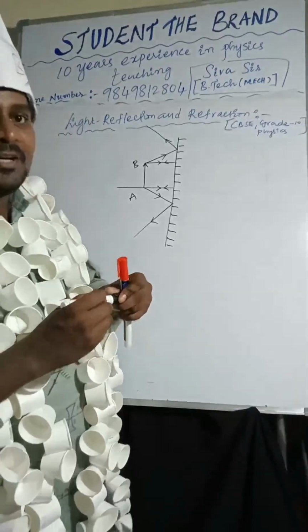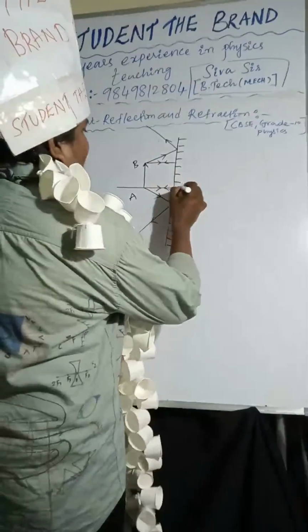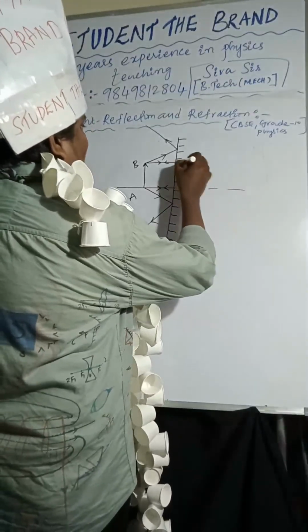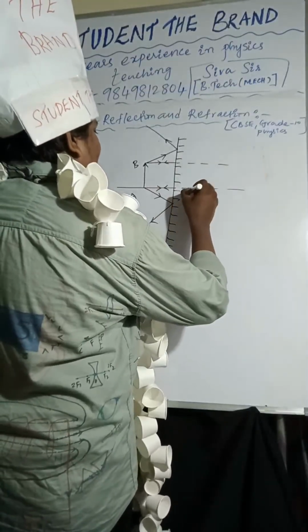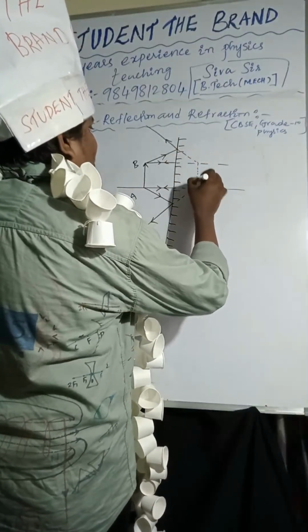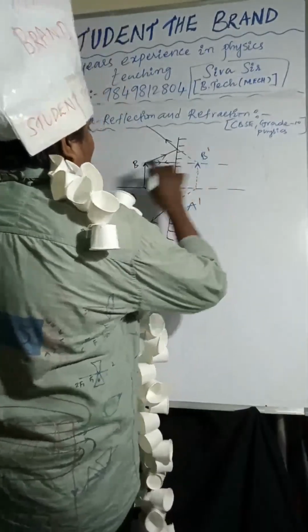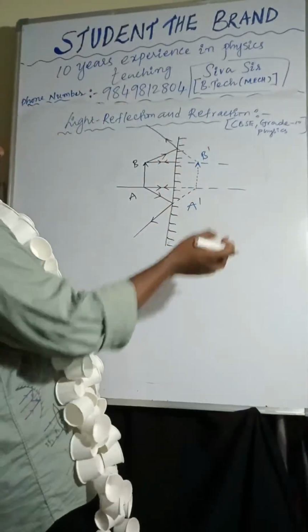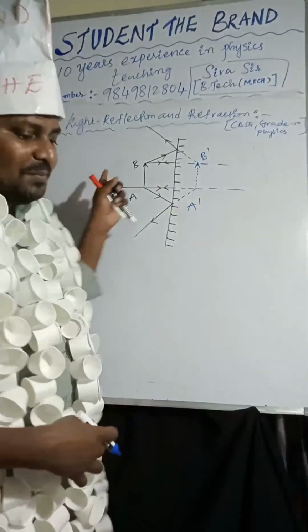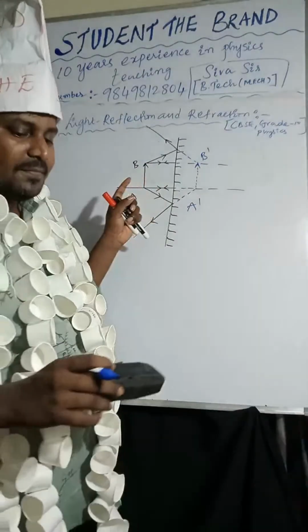Okay, so we are coming to the next point. If you are taking like this, this is the incident ray and this is also an incident ray. Here I am taking A dash and B dash. AB is the object, A dash B dash is the image.